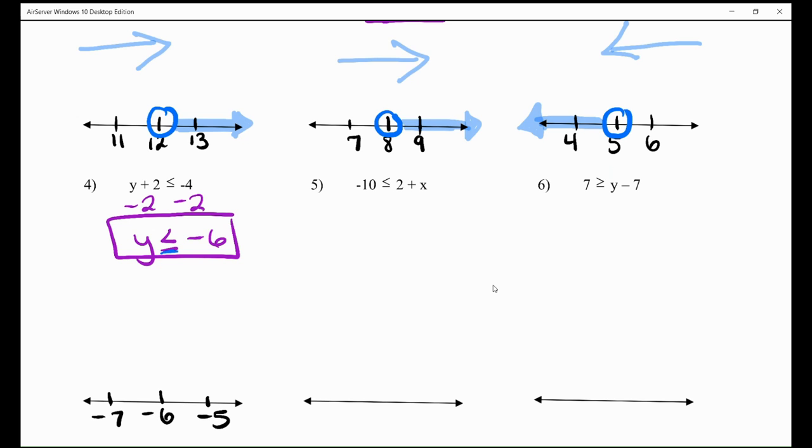Now this one is or equal to, so that means that negative 6 is included in the solution set. So it's going to be a closed circle. And it's all values less than negative 6, so we want to shade to the left.